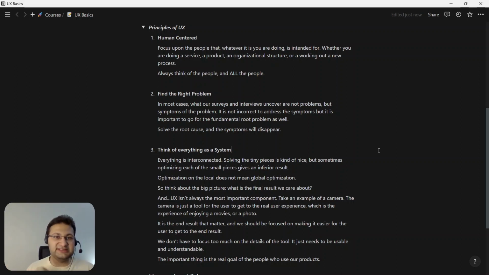The human-centered nature of UX is the most fundamental principle of this discipline. You have to focus upon the people that whatever it is you are doing is intended for. You have to focus on the people you are building for. Whether you are building a service, a product, an organization structure, or working out a new process, always think of the people, and all the people. It shouldn't be that you just focus on a few or a sample, but you need to take a very holistic view and think about all the people who will be making use of whatever you are building.